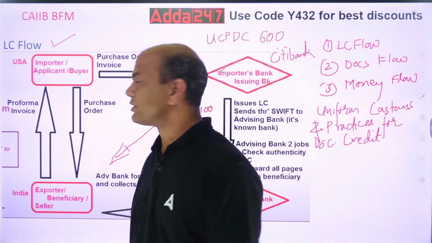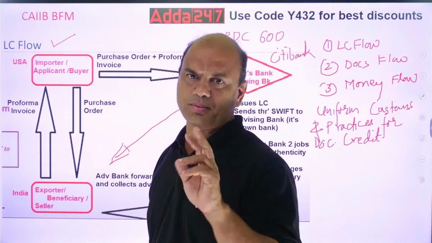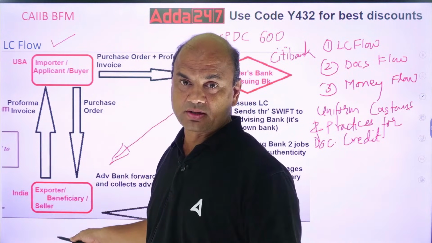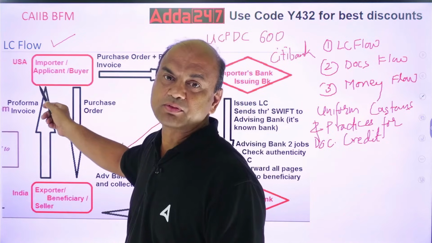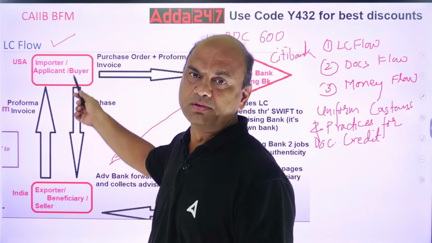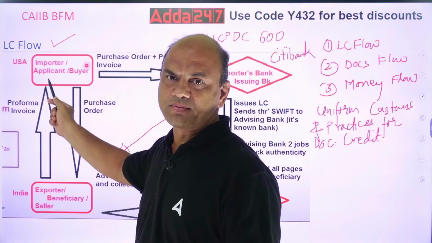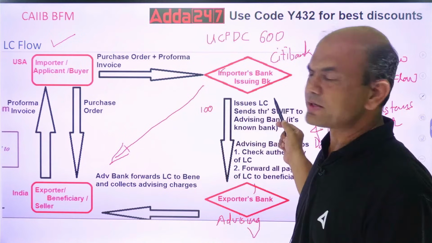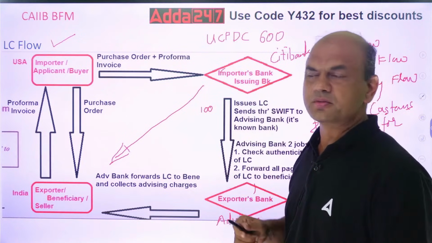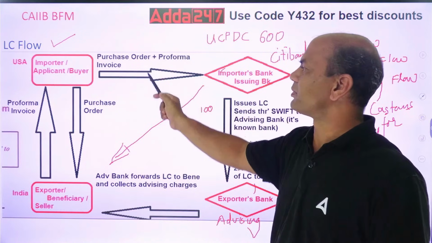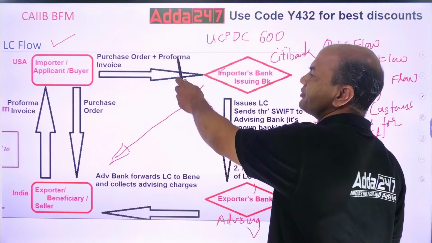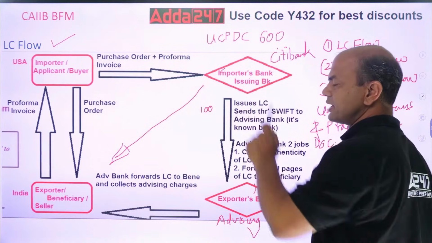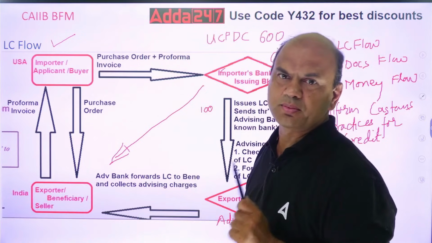So now understand, this buyer has two documents. One, his purchase order, which he has given to the seller. Second, the pro forma invoice received from the seller or exporter. With these two documents, this buyer will go to his bank. This bank is called the issuing bank. Now, why is this called the issuing bank?